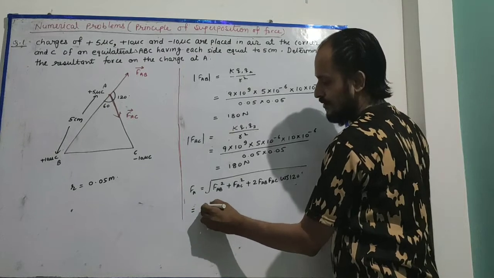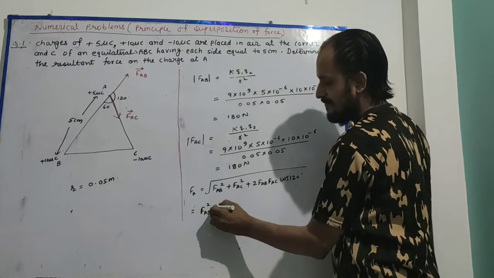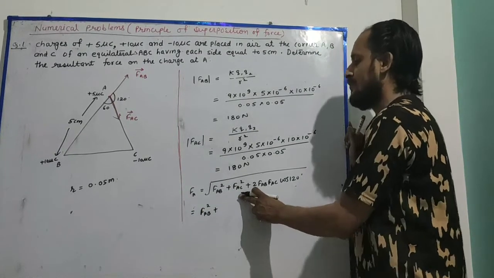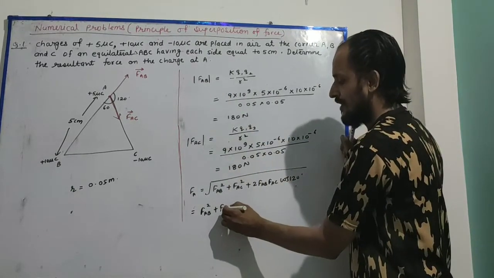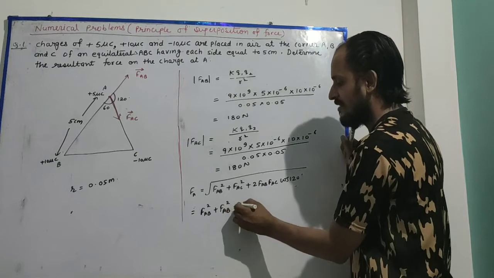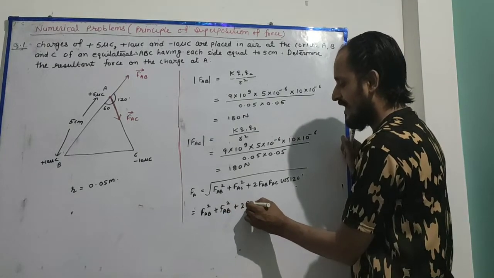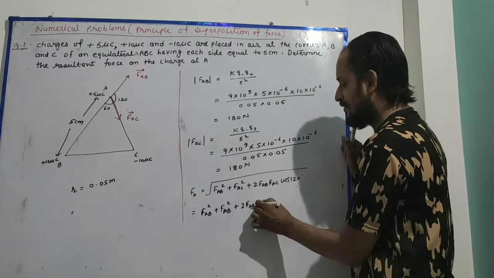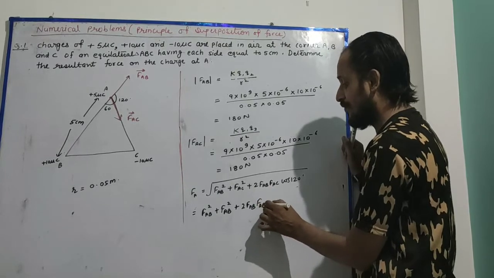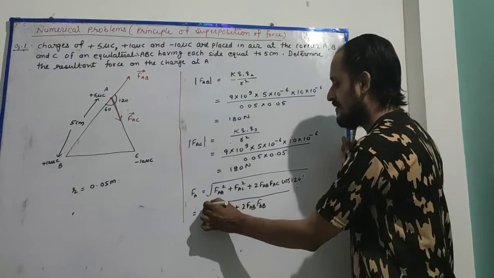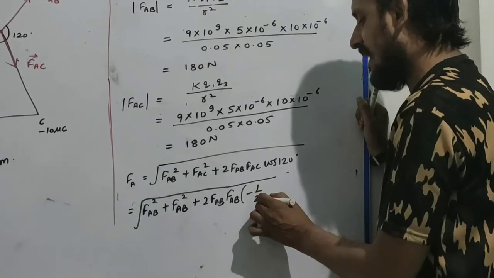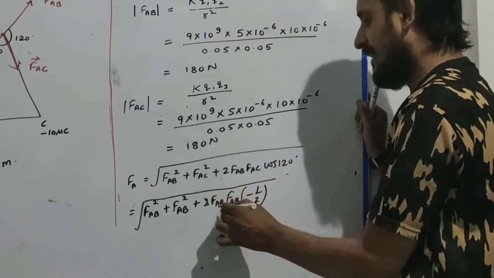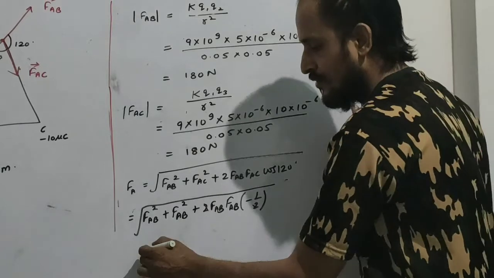Put the value: FAB square plus... Now see, the magnitude of FAC and FAB are the same. So you can put it as FAB square plus 2 FAB FAC. You can put FAB because the magnitude of both the forces is the same, and cos 120 degrees is minus half. This 2 will become cancelled with this 2.